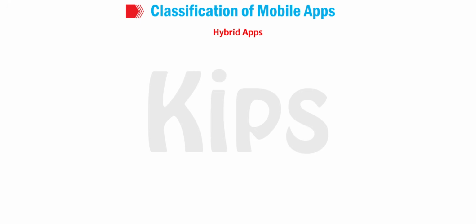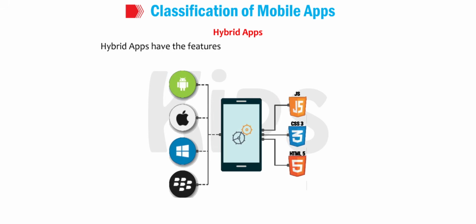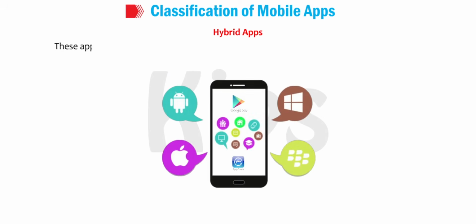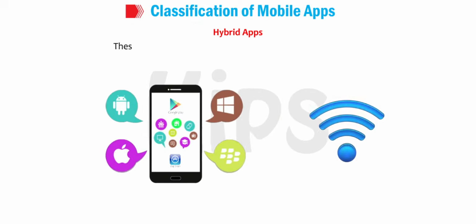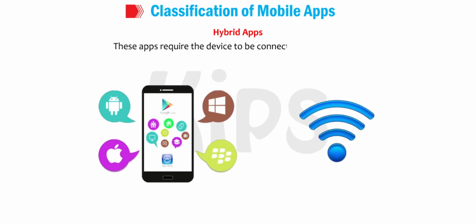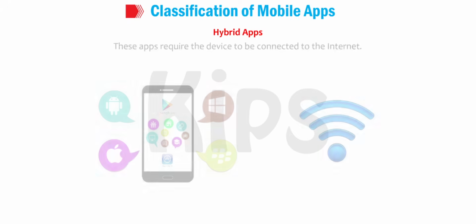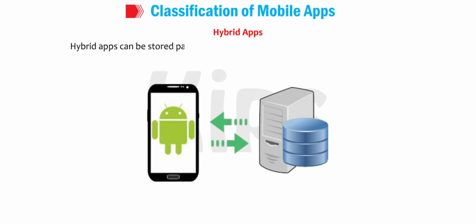Hybrid apps. Hybrid apps have the features of both web apps and native apps. These apps can be downloaded from the Play Store or App Store and installed on the device. These apps require the device to be connected to the internet. Hybrid apps can be stored partly on the local device and partly on the remote server.